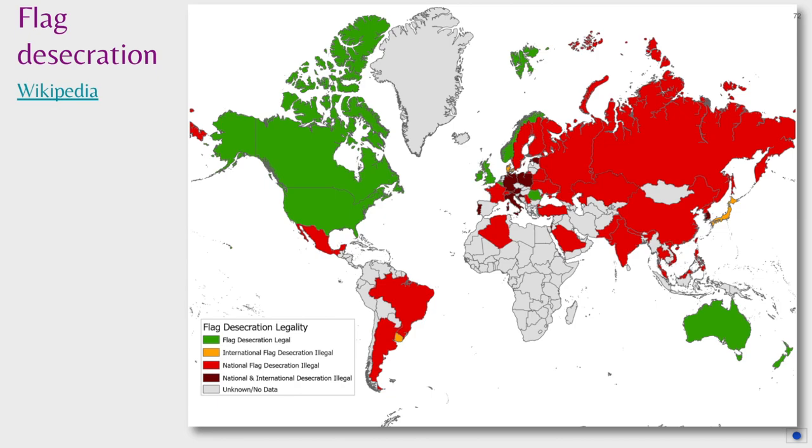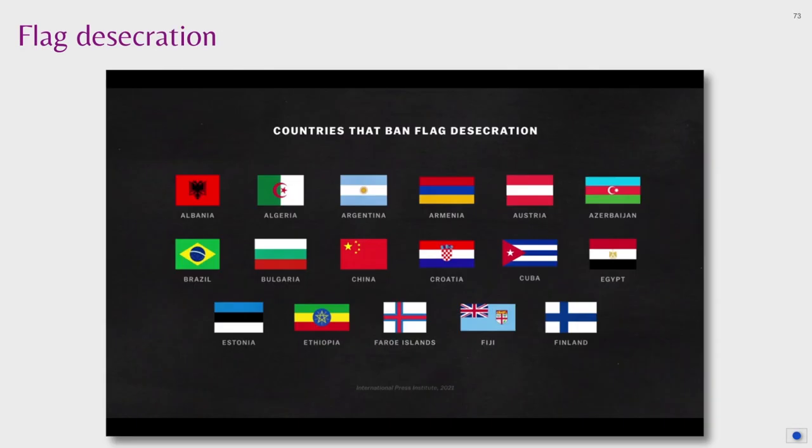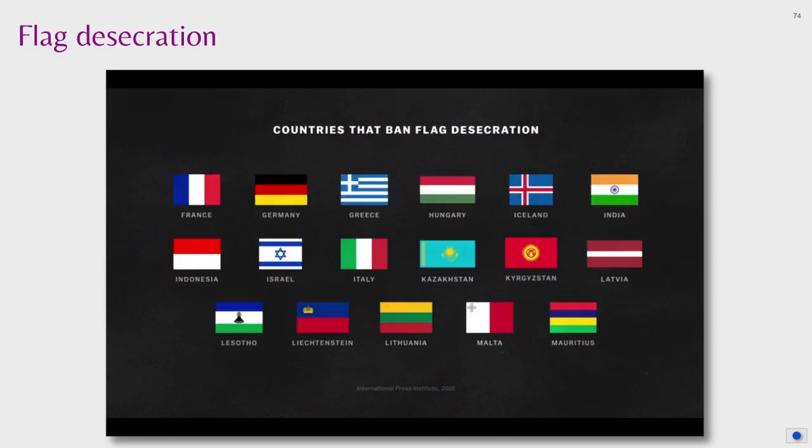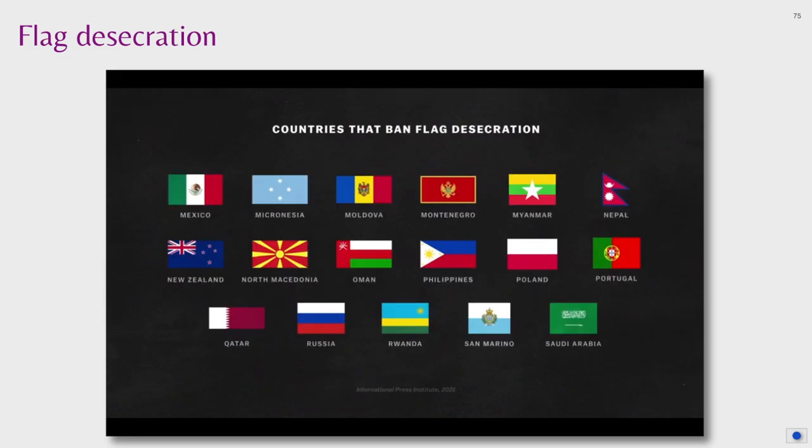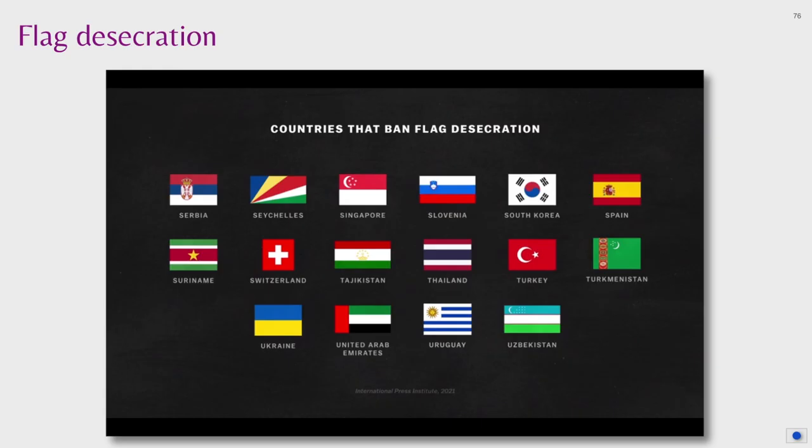And I realise this map looks like pretty much any global statistic you're ever going to come across, but the green countries are the only ones where it is currently known to be legal to desecrate the flag. So that means it is definitely illegal in these countries, and these countries, and these countries, and these countries.